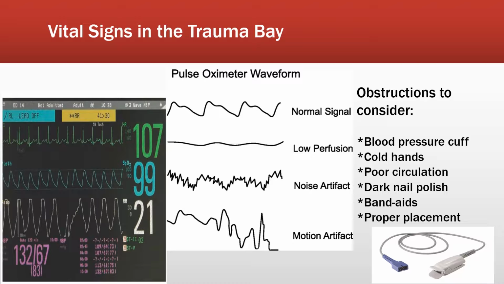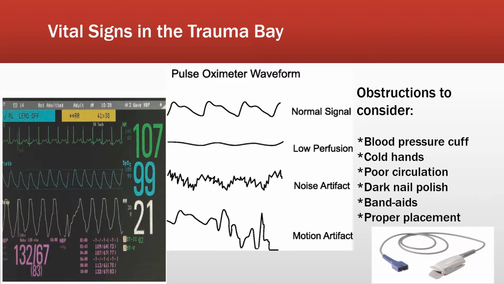When they're on the monitor, they should have a blue line that looks like the one in the left-hand picture. That is called a pleth wave. The normal signal is the top line on the middle picture. If your pleth wave looks like any of the other lines, you need to make some adjustments. You're not getting a good reading.